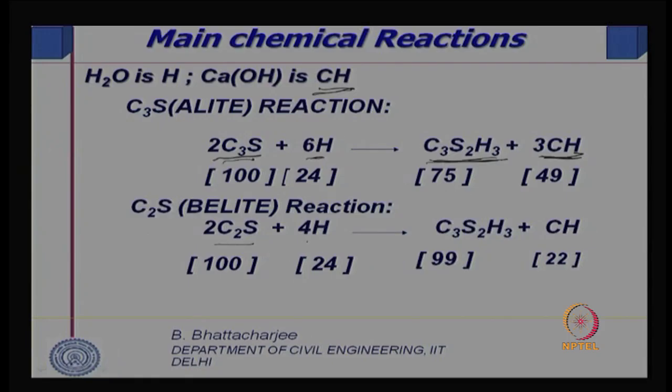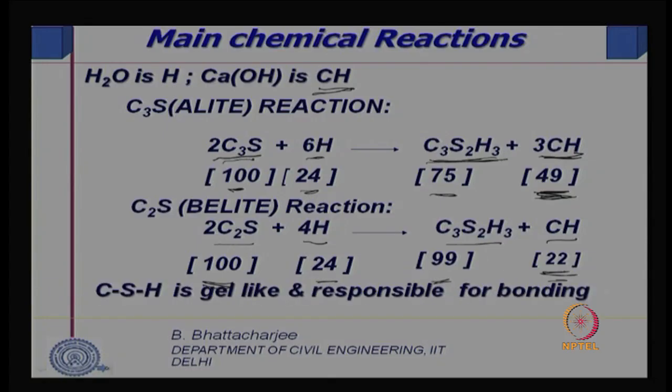Similarly, belite or C2S also reacts forming calcium silicate hydrate and calcium hydroxide. One can note that C3S produces more calcium hydroxide than C2S. 100 grams of C3S reacts with approximately 24 grams of water to produce 75 grams of C3S2H3 and 49 grams of CH. So, these are the two most important reactions.